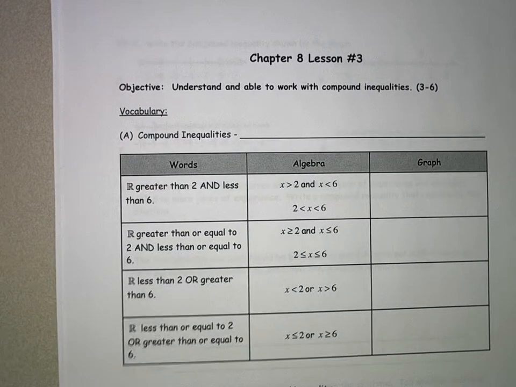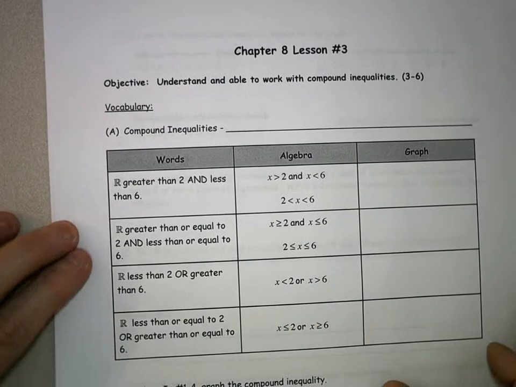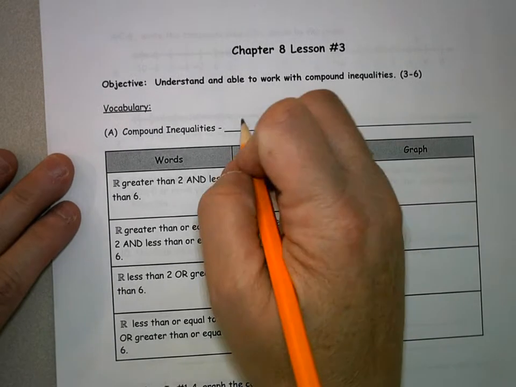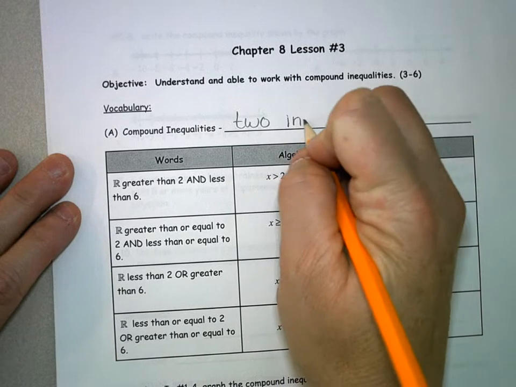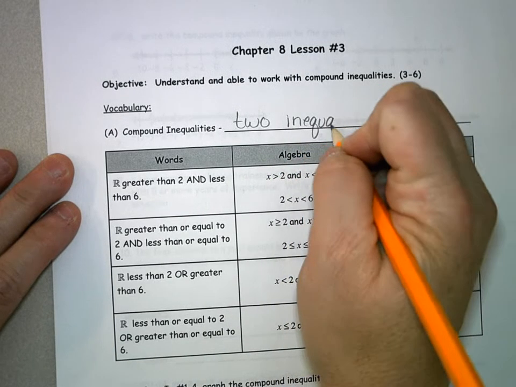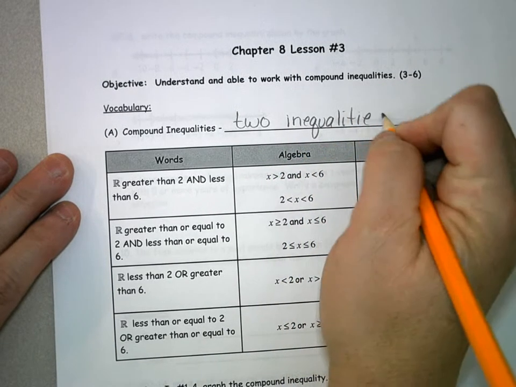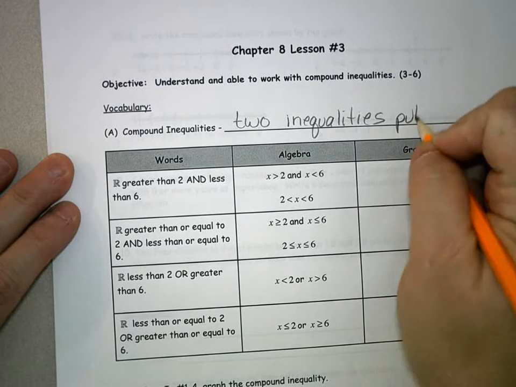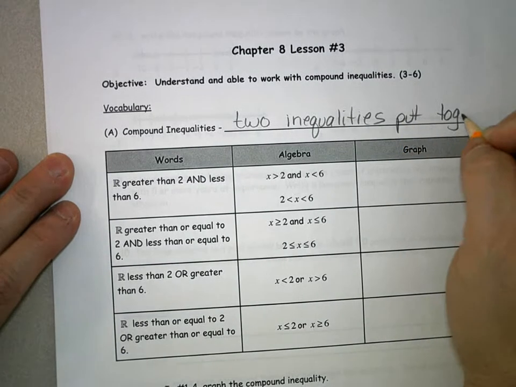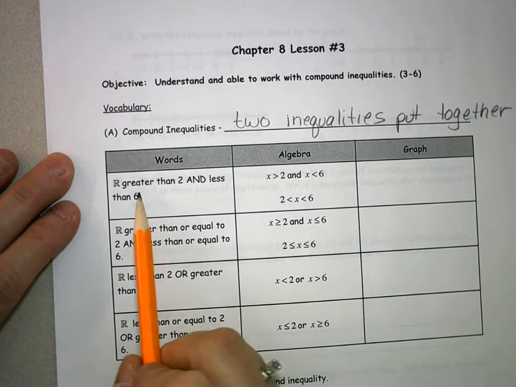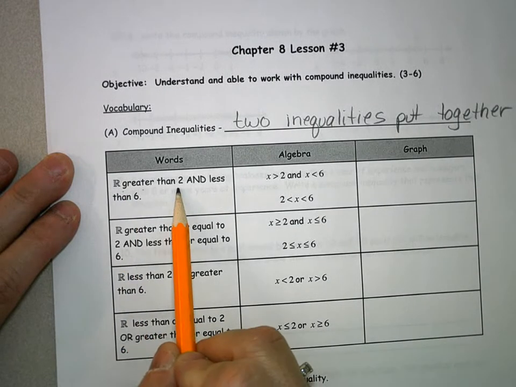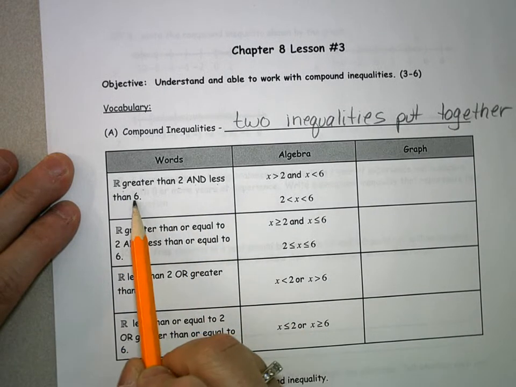Chapter 8, Lesson 3 is understanding and working with compound inequalities. Compound inequalities are two inequalities put together. First one says r is greater than 2 and less than 6.